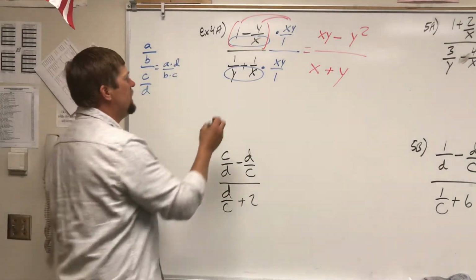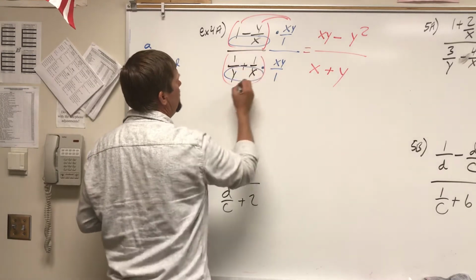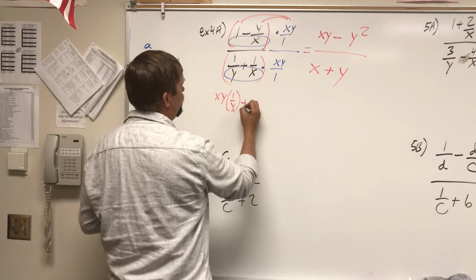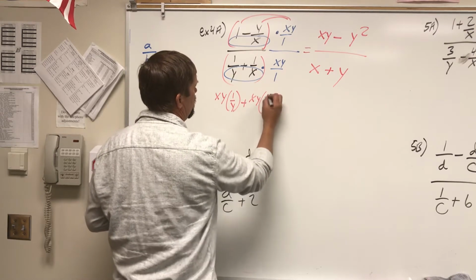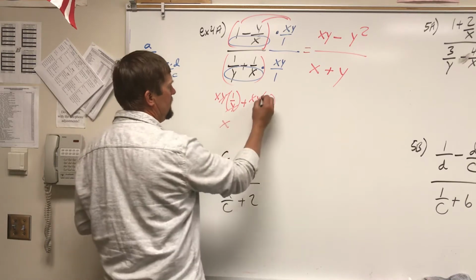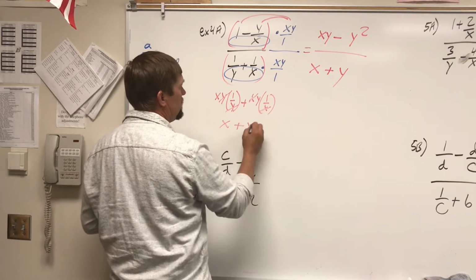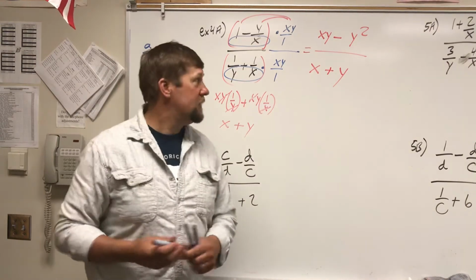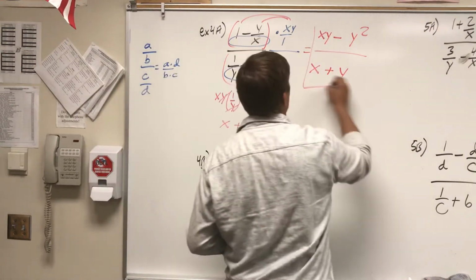Okay, because when you multiply both of these by xy, these y's cancel, leaving me with x. These x's cancel, leaving me with just y. So that's how I ended up with this denominator. And that's as simple as it gets. You cannot get any further than that.